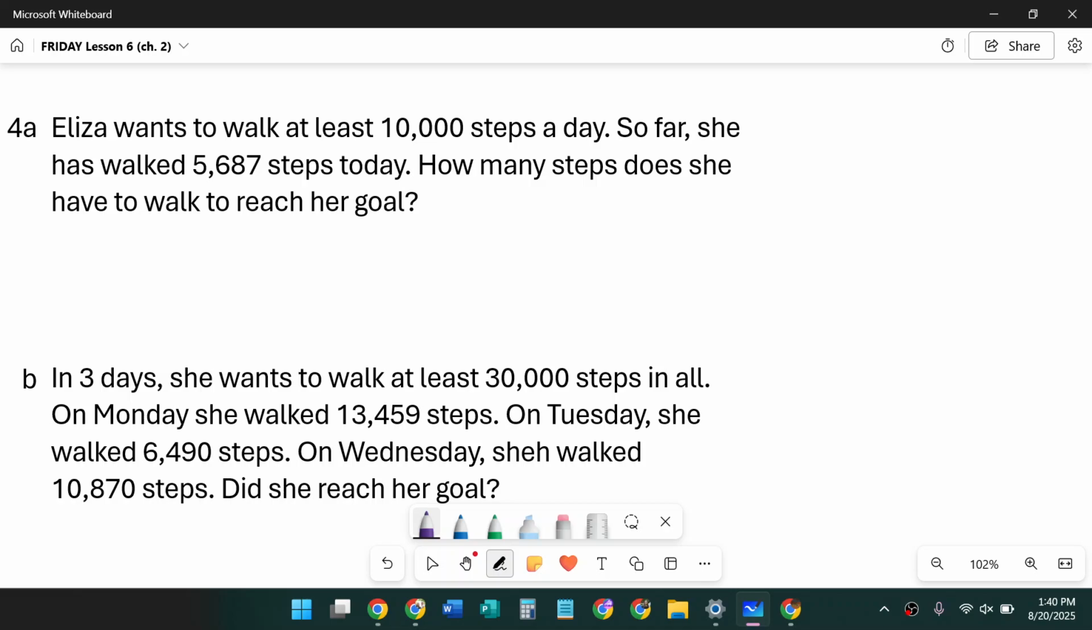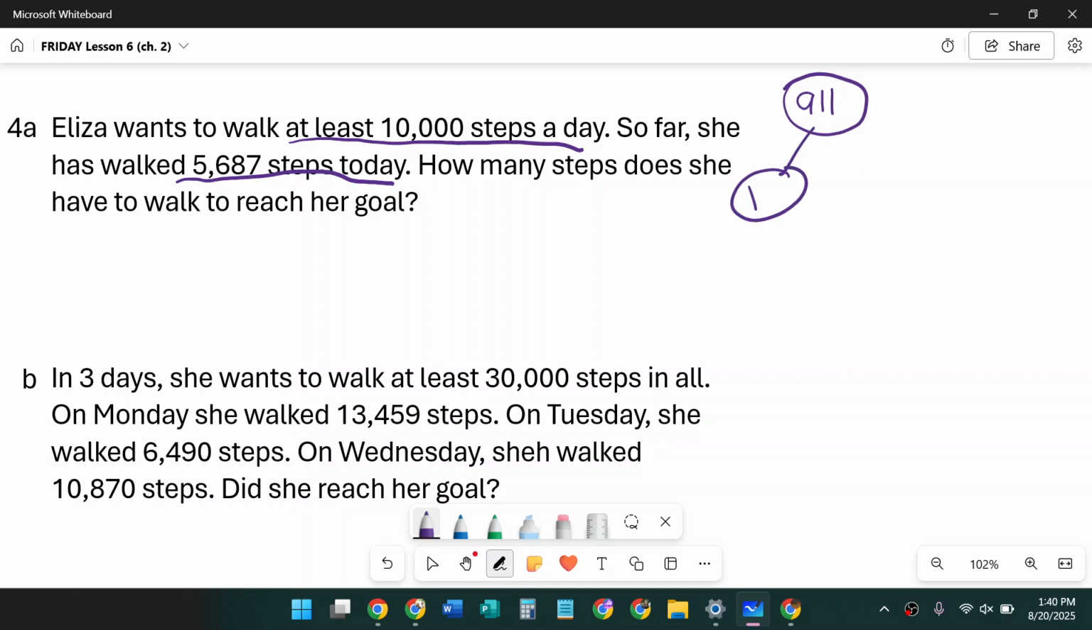All right, so the first word problem says, Eliza wants to walk at least 10,000 steps a day. So that's important. So far, she has walked 5,687 steps a day. So that's part of her goal. How many steps does she have to walk to reach her goal? So this is like a whole part problem. This is all the steps she wants to take.